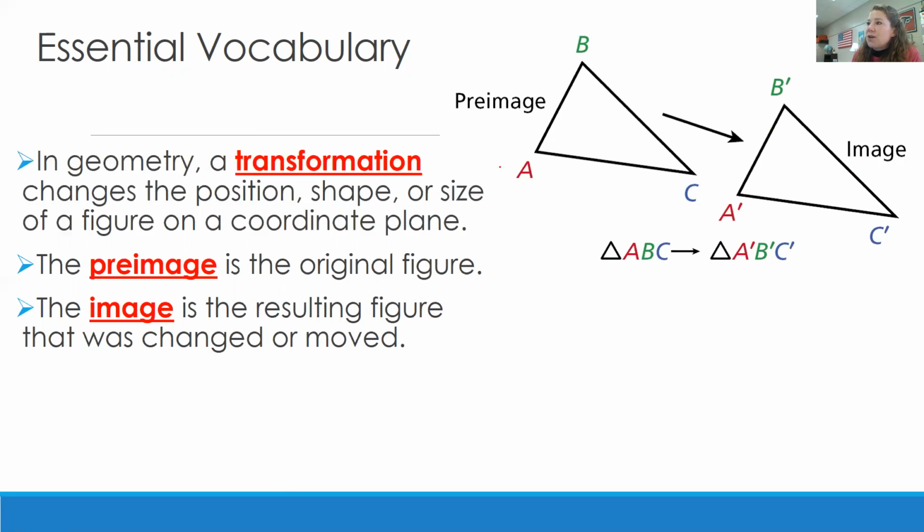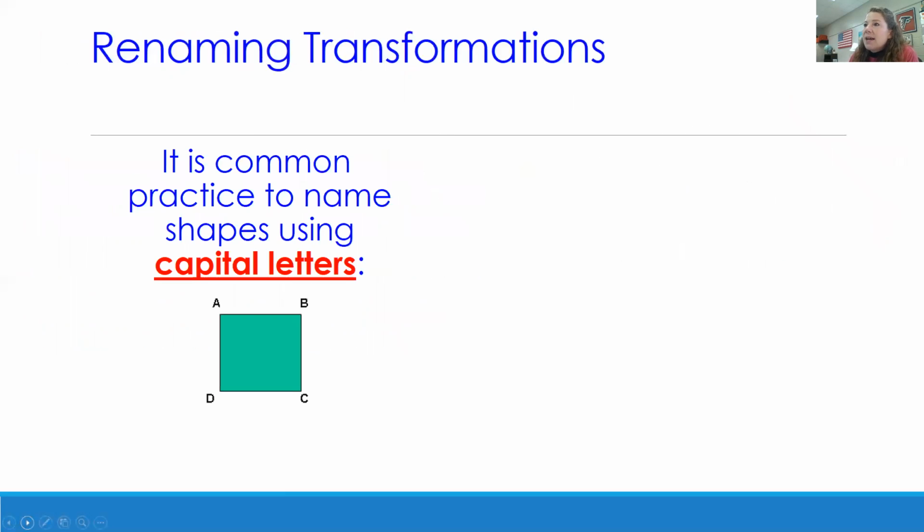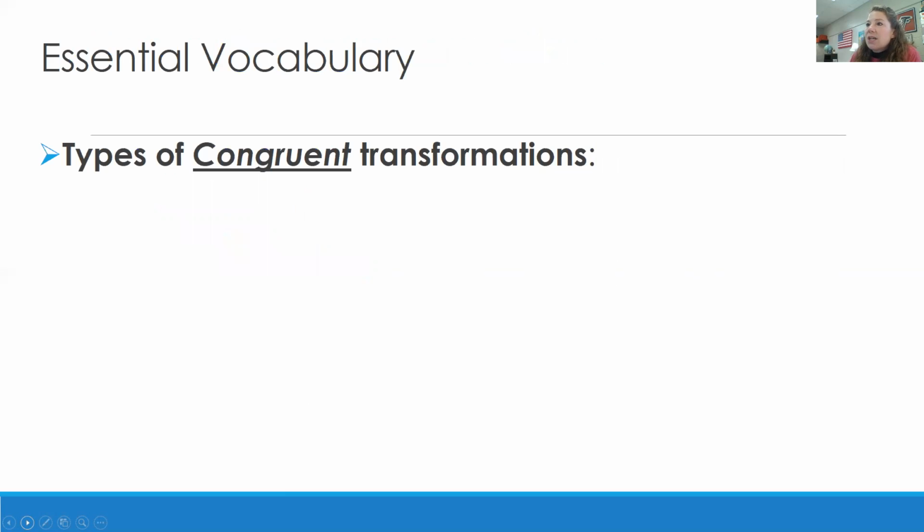So you would say that this is triangle ABC. This is triangle A prime, B prime, C prime. All right, so that's how we know which is the image, is which one has those little marks called the prime marks. It is common practice to name shapes using capital letters. So that would be square A, B, C, D. It is common practice to name transformed shapes using the same letters with a prime symbol, A prime, B prime, C prime, D prime.